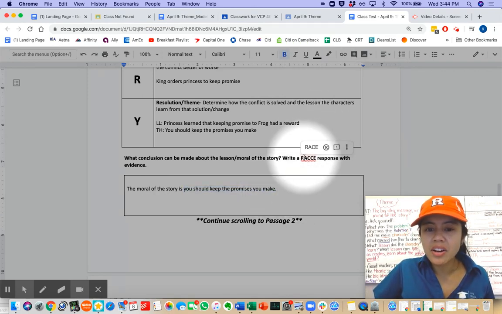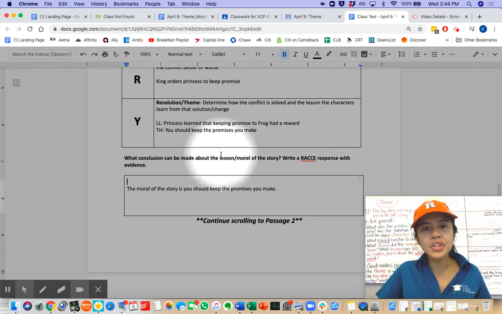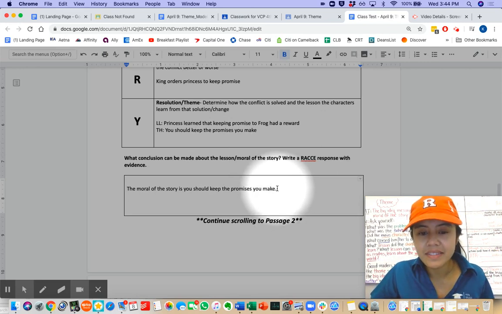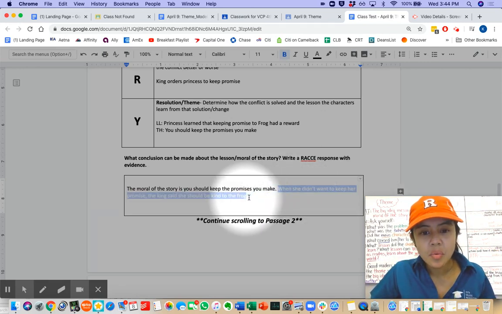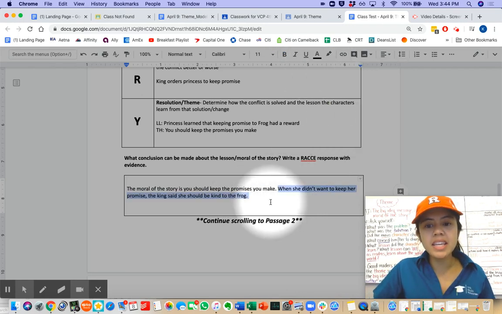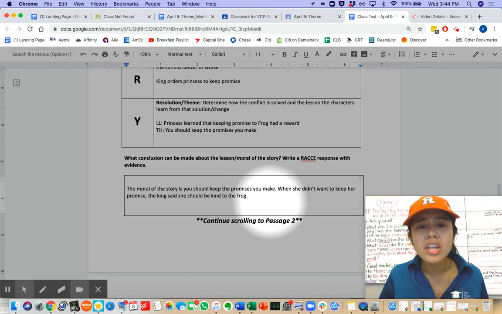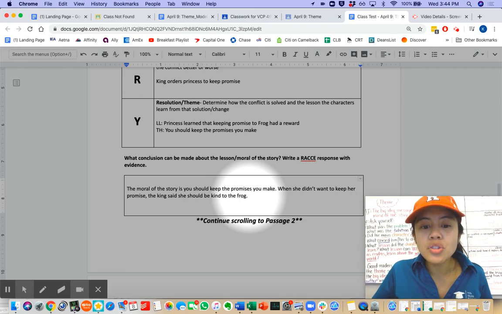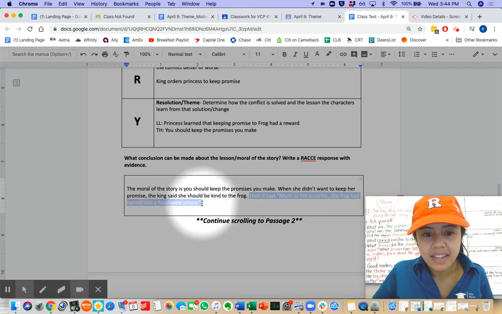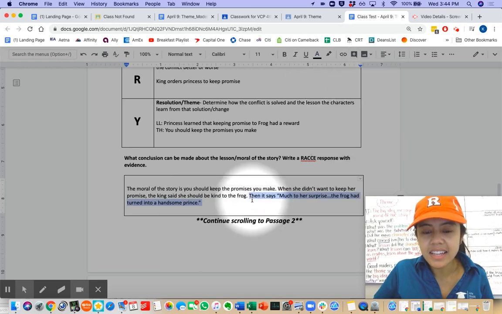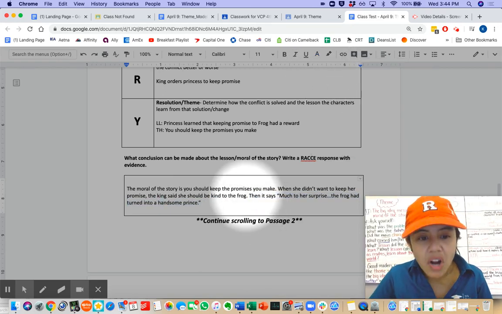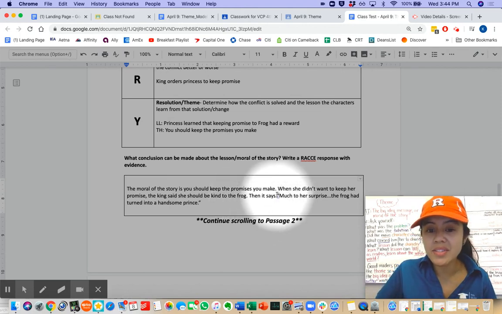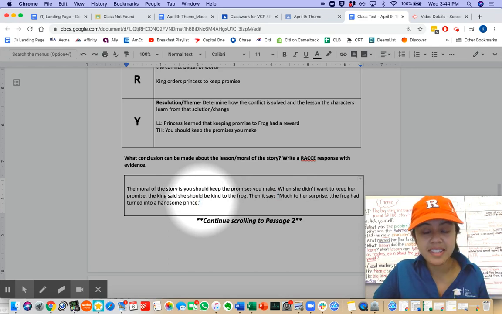I have my R, my A. Now I need to include my context and my evidence. Cite my evidence. First, my context. When she didn't want to keep her promise, the king said she should be kind to the frog. This leads me to my evidence from the text. Then it said, "much to her surprise, the frog had turned into a handsome prince." Notice how my evidence always has quotation marks.